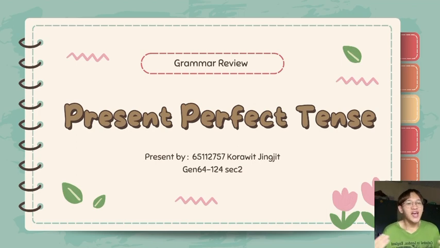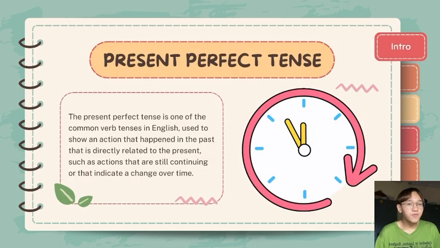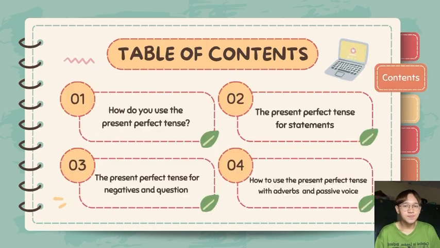As everyone knows, I'm going to talk about grammar, and I choose present perfect tense. The present perfect tense is one of the common verb tenses in English, used to show an action that happened in the past that is directly related to the present, such as actions that are still continuing or that indicate a change over time. Here is the table of contents for today.